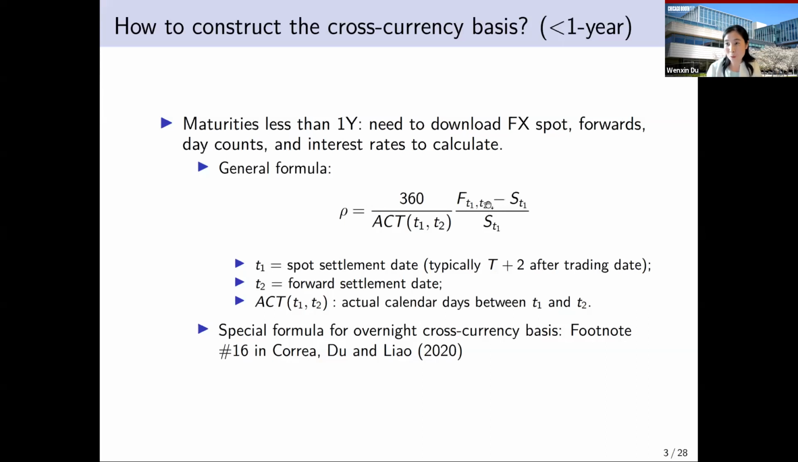Say if I'm buying a 1 week contract on Monday, we know the spot is going to settle with T+2 convention for most currencies. So that's Wednesday. And the 1 week forward that you enter this contract on Monday, it's actually going to mature next Wednesday. So therefore T2 refers to next Wednesday and T1 refers to the spot settlement. So that's this Wednesday. And this actual T1, comma T2 gives you the number of calendar days between this Wednesday and next Wednesday, which is 7 days, okay?